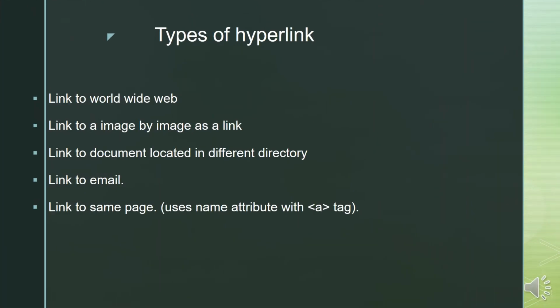The next topic is how to link. What are the different types of links you can create with the A tag? There are various types of hyperlinks. Some of them are: link to the World Wide Web, image as a link, link to a document located in a different directory, link to email, and link to the same page. Now we'll look at all of them in detail.